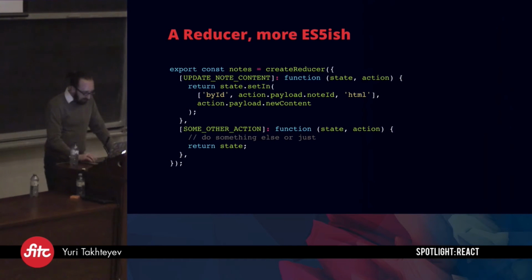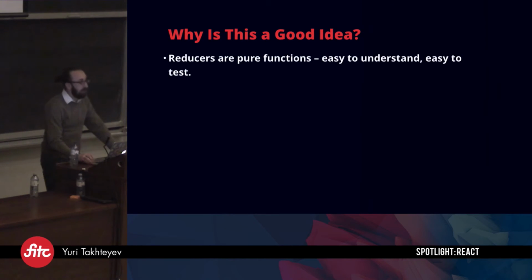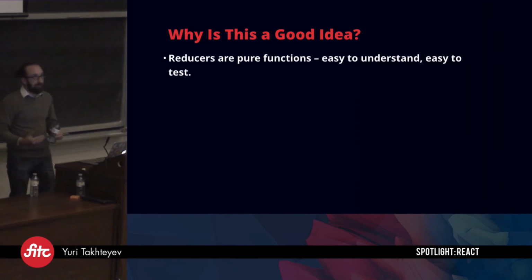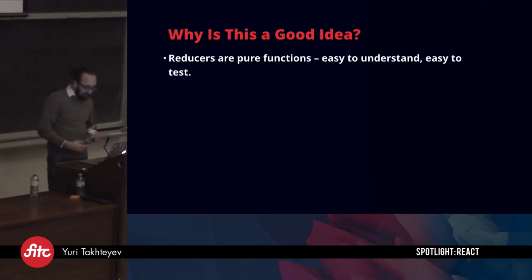So now, why is this a good idea? Well, there's a number of things. First of all, reducers in this model are pure functions. And because they're pure functions, they're really easy to understand, and they're really easy to test. I mean, they're so easy to test that I promised to talk about how to test Redux, but my testing is just one slide in the end. It's really easy.